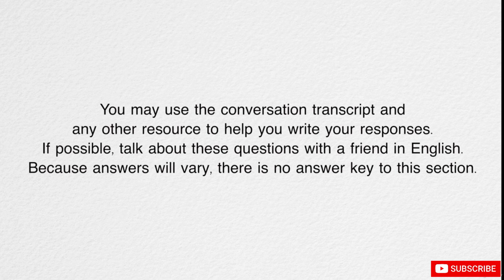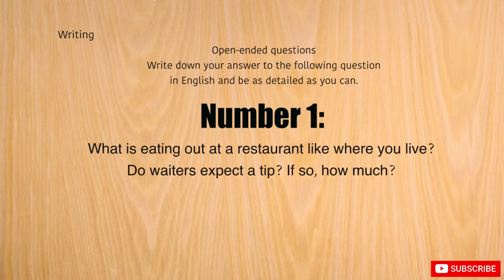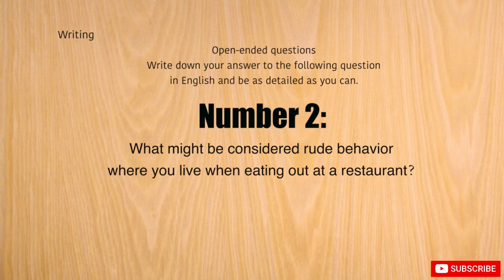If possible, talk about these questions with a friend in English. Because answers will vary, there is no answer key to this section. Number 1. What is eating out at a restaurant like where you live? Do waiters expect a tip? If so, how much?